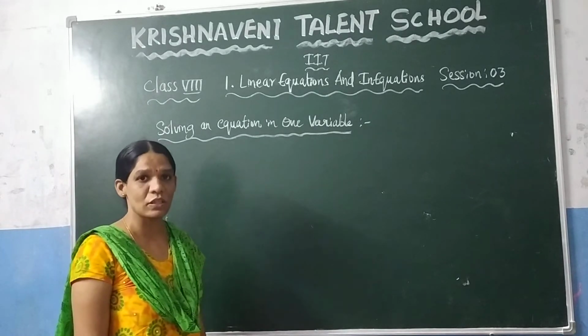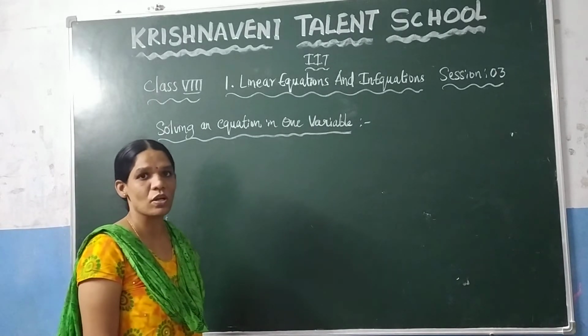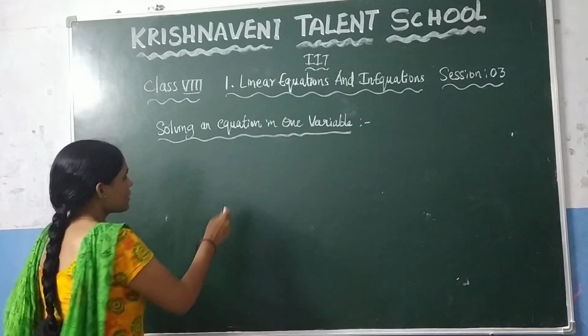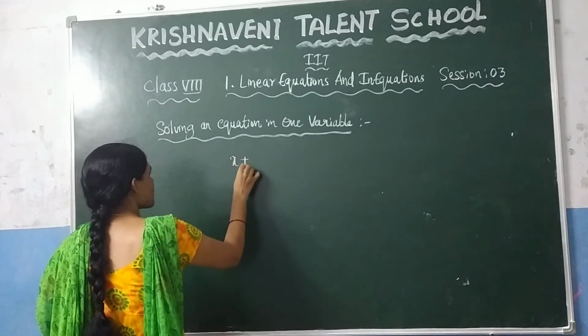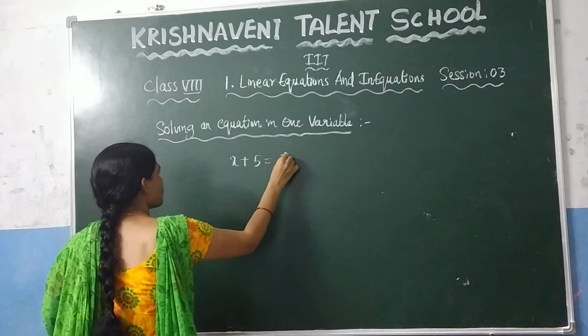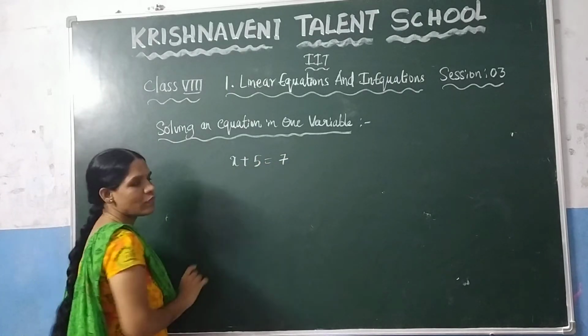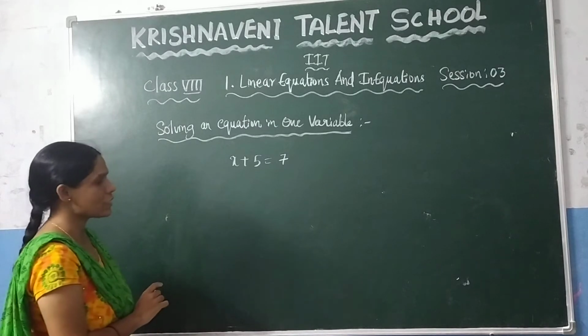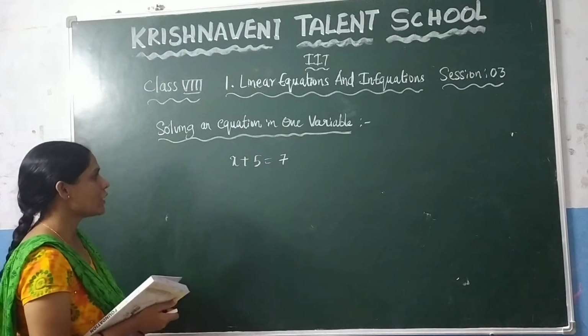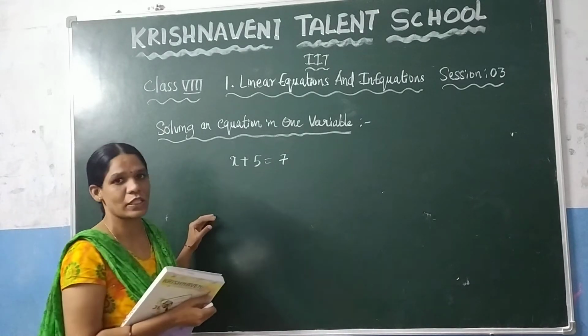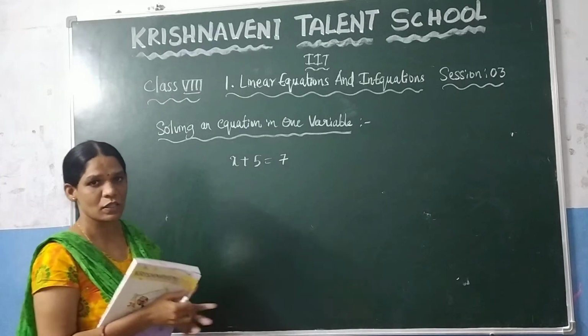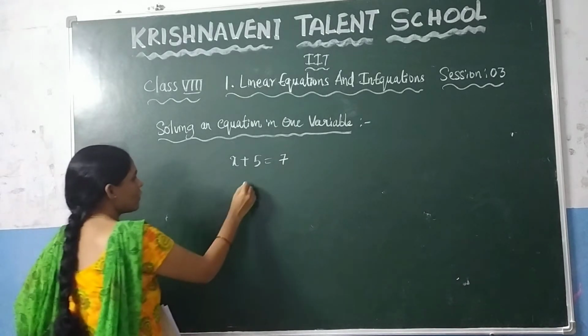that means if you are given any equation that consists of only one variable, how do you solve that linear equation? Consider an example: x plus 5 is equal to 7. Here you can observe that in this equation there is only one variable. Now how do you solve this linear equation? Solving a linear equation is nothing but finding the value of the variable. So how do you find the value of the variable?